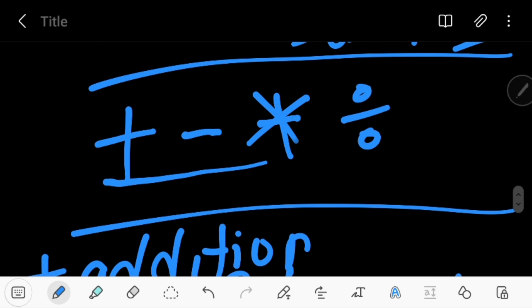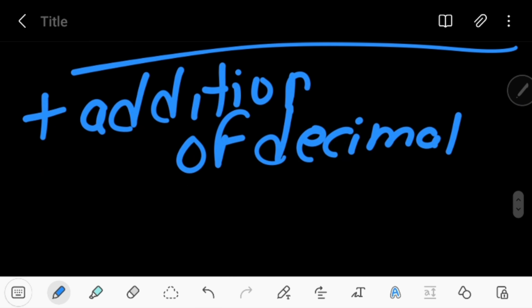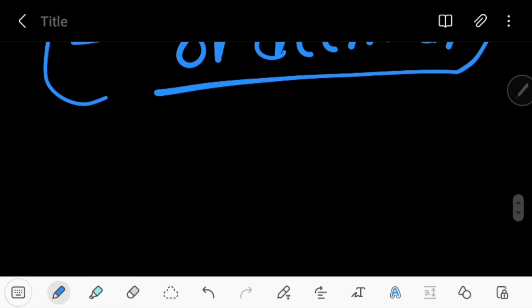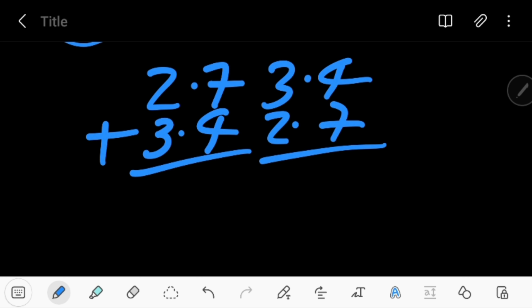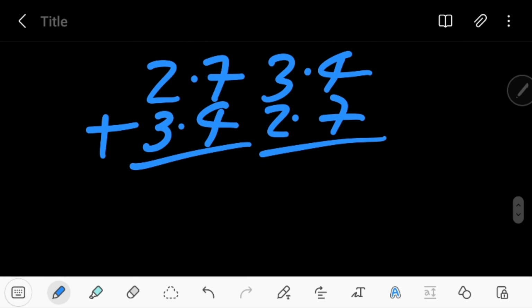Addition, subtraction, and multiplication are honestly very simple. Only division is a little complex, so I will try to explain as much as I can. So, addition of decimal numbers. In addition, order doesn't matter, so the small number can be at the top and the big number can be at the bottom. We can either put it like this or like this, it doesn't really matter. When adding decimal numbers, just think the decimal doesn't exist, right? That's the way of adding.